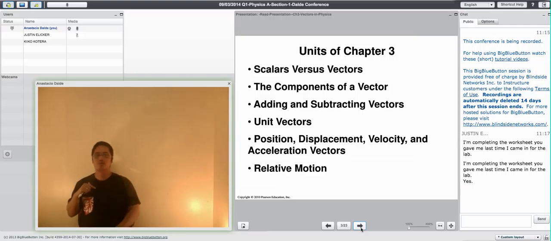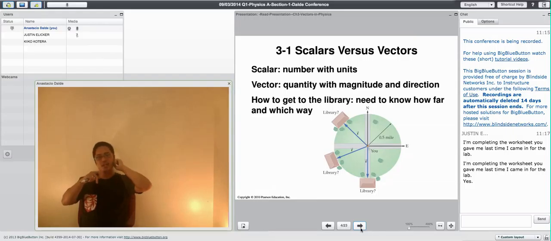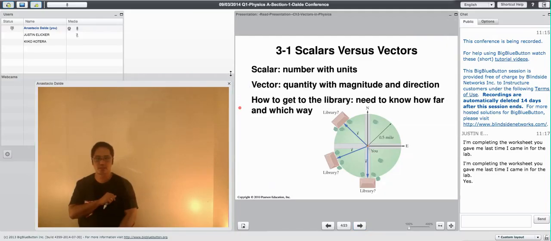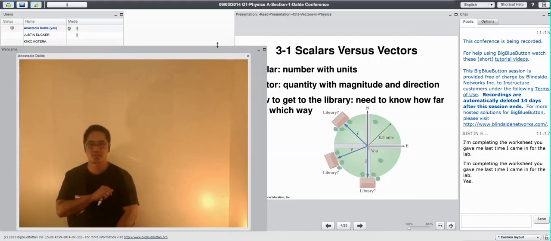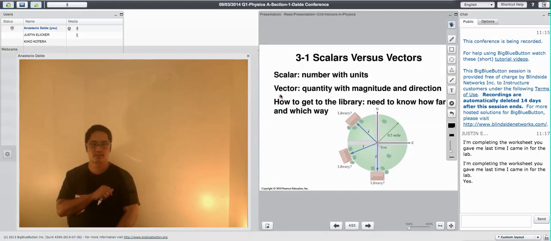Do you guys remember what I told you about the idea of a vector? What is a vector? And chat it to me. We're going to use the chat bar today. We're not going to use the talk button as much. What is a vector? I'll give you a hint. There we go. What is a vector?